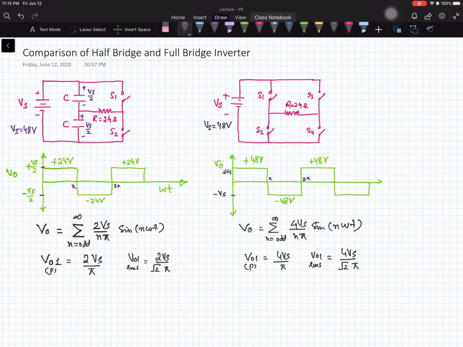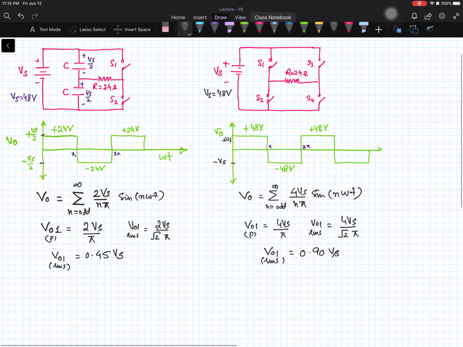So now if we simplify this one, V01 can be written as 0.45 into Vs, where this is the RMS value. And similarly, for the full bridge inverter, the RMS value of the fundamental component can be written as 0.9 into Vs.